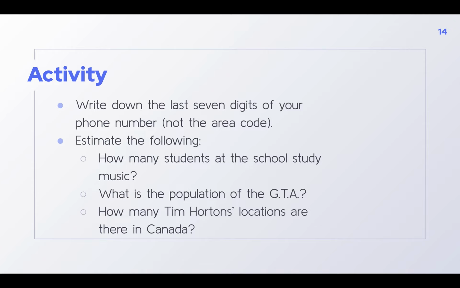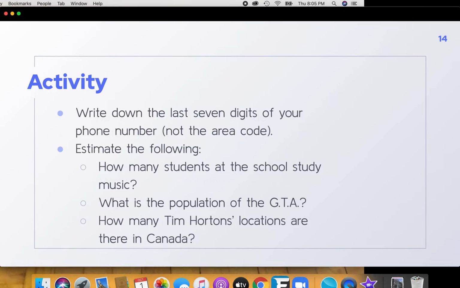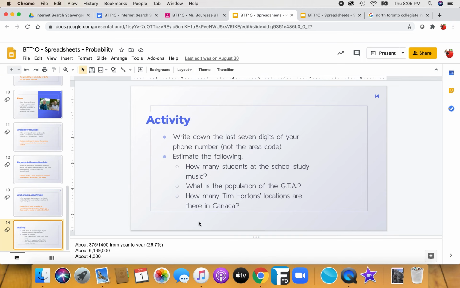Well, what are the answers? The answers are in the speaker's notes. So, 375 students from year to year, and about 26.7% study music. About 6 million people live in the GTA, and there's about 4,300 Tim Hortons locations.